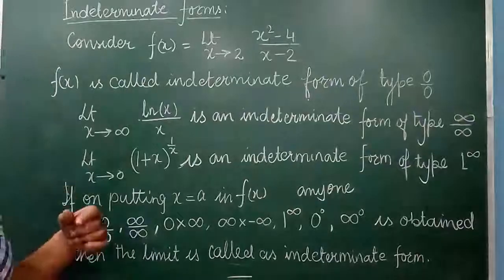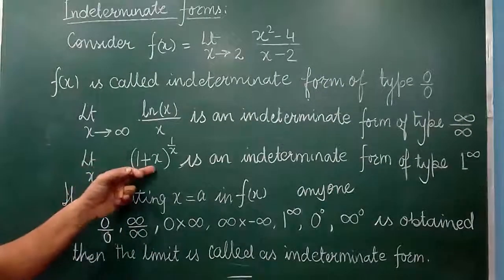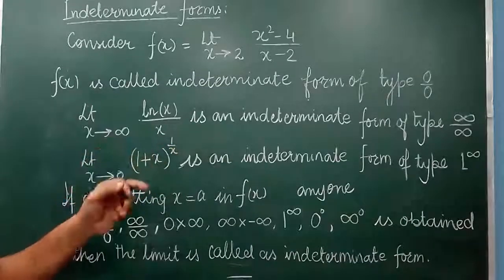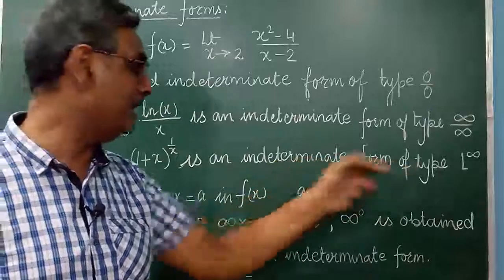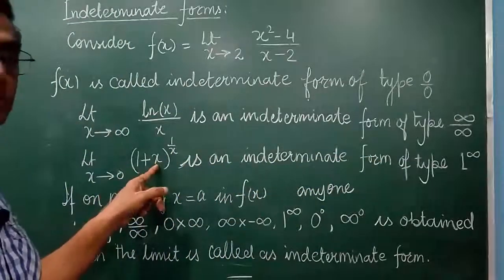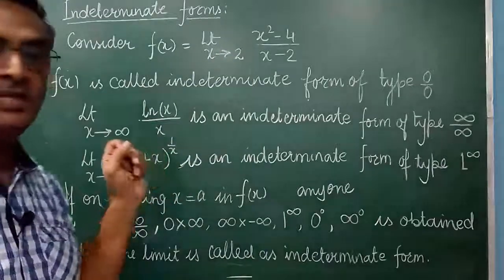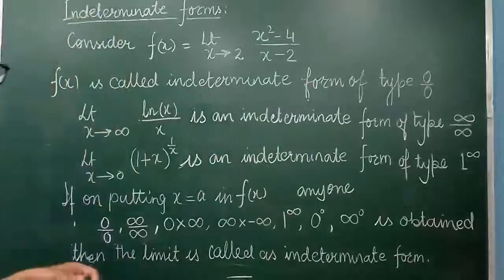We can take any other example, limit x tending to 0, (1 plus x) to the power 1 upon x is an indeterminate form of the type 1 to the power infinity, because when we put 0 here, it will be 0 and 1 by 0 is infinity. So we will be getting the form of type 1 to the power infinity.